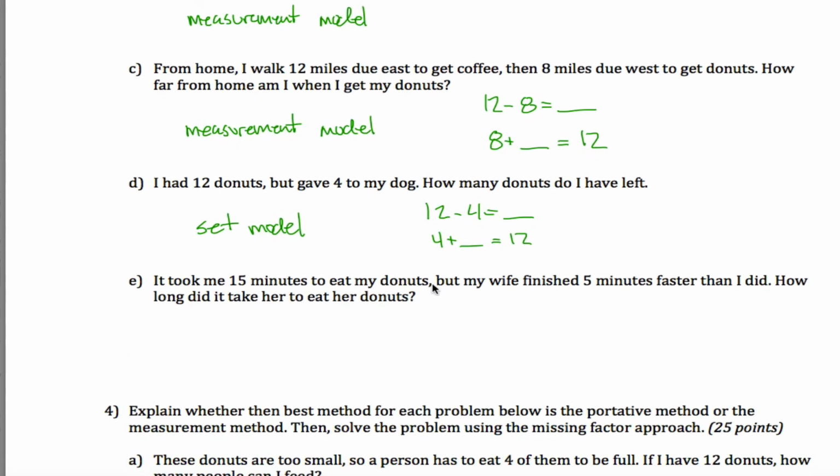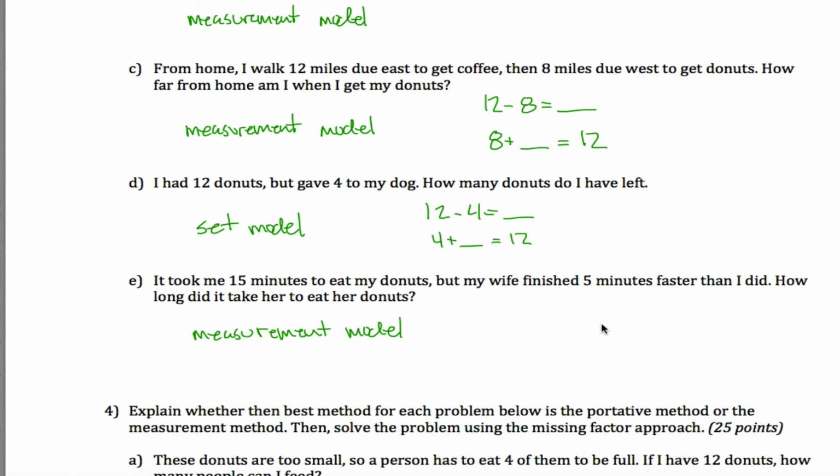Finally, it took me 15 minutes to eat my donuts, but my wife finished 5 minutes faster than I did. How long did it take her to eat her donuts? I think this would be a measurement model also. Where this problem came along, let me write first then talk, is I was trying to think of something other than distance where I would use measurement. I think it would make more sense than sets. And I think time kind of fits that mold.